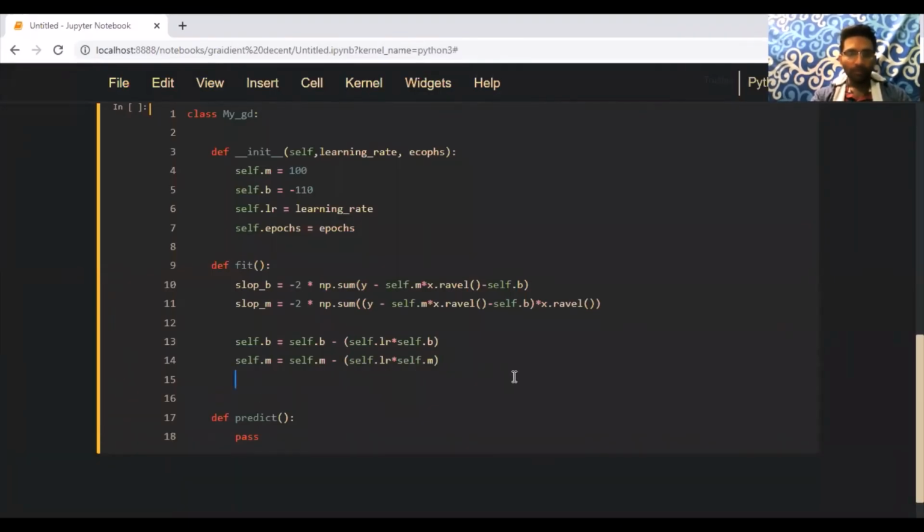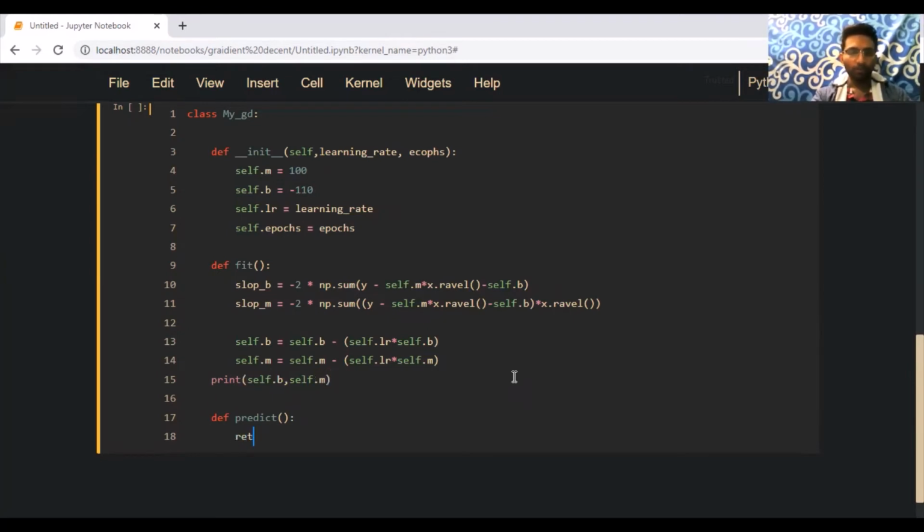Okay, so work is done. We just need to print. We can print the coefficient here: self.b, self.m. Okay, and this predict, now it is very easy.